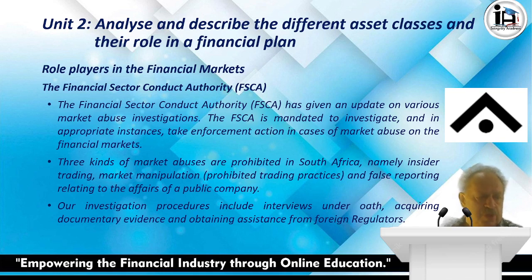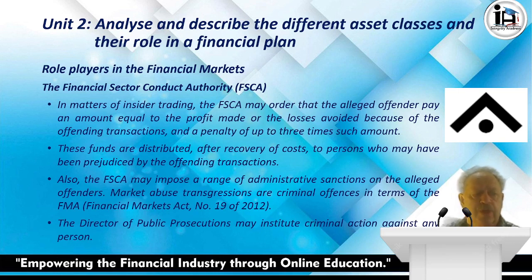Our investigation procedures include interviews under oath, acquiring documentary evidence, and obtaining assistance from foreign regulators. In matters of insider trading, the FSCA may order that the alleged offender pay an amount equal to the profit made or the losses avoided because of the offending transactions, and a penalty of up to 3 times such an amount. These funds are distributed, after recovery of costs, to persons who may have been prejudiced by the offending transactions. Also, the FSCA may impose a range of administrative sanctions on the alleged offenders.